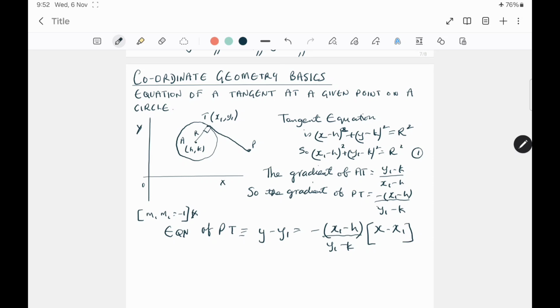So, multiplying up, getting rid of all the fractions, and rearranging, that will give us y minus y1 into y1 minus k equals x minus x1 into x1 minus h. And we'll call that equation number 2.